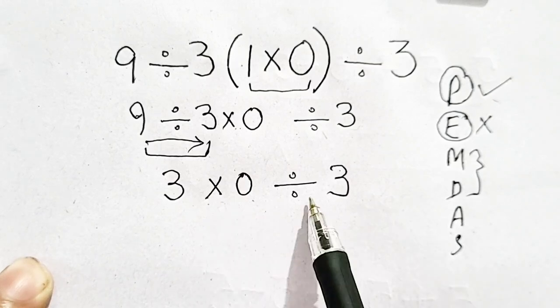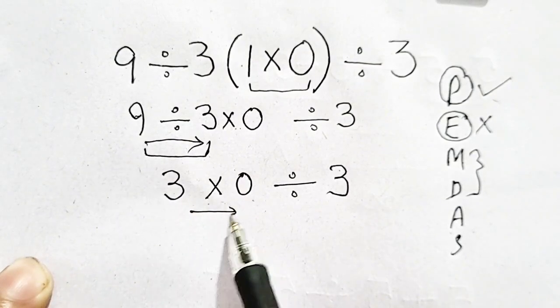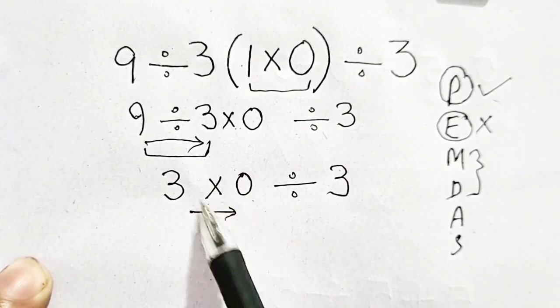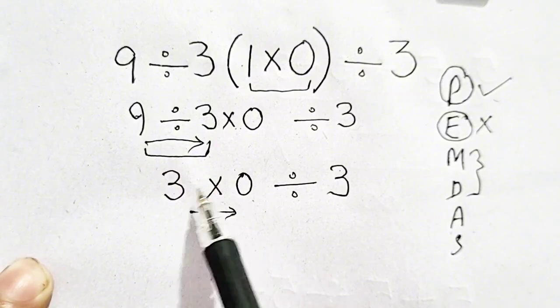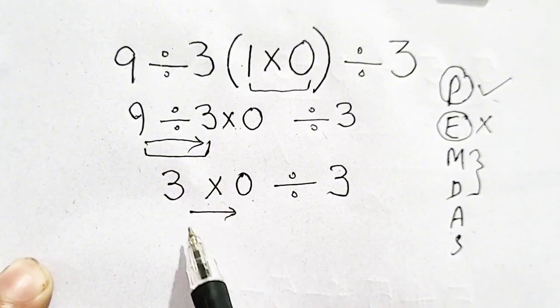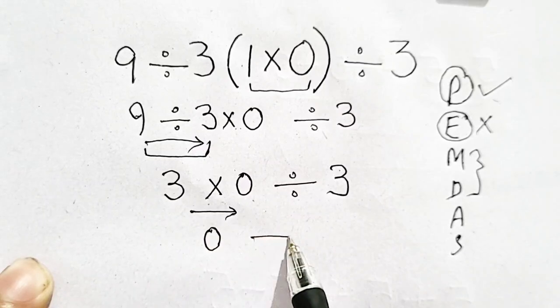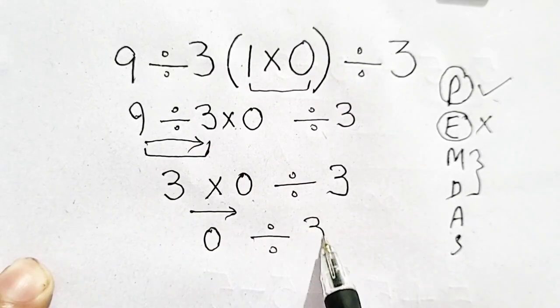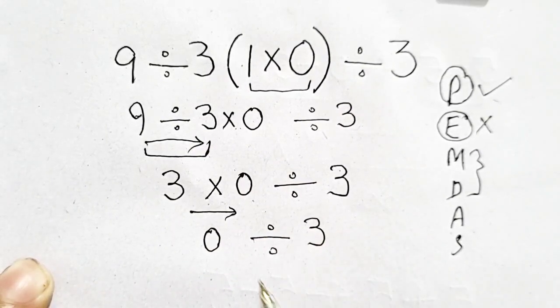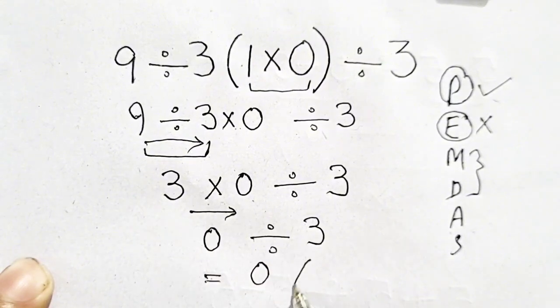Here is multiplication and division. So we have to move from left to right, and multiplication is at left, so we will perform multiplication first. 3 times 0 will be equal to 0 divided by 3. Now 0 divided by anything, our answer will be equal to 0.